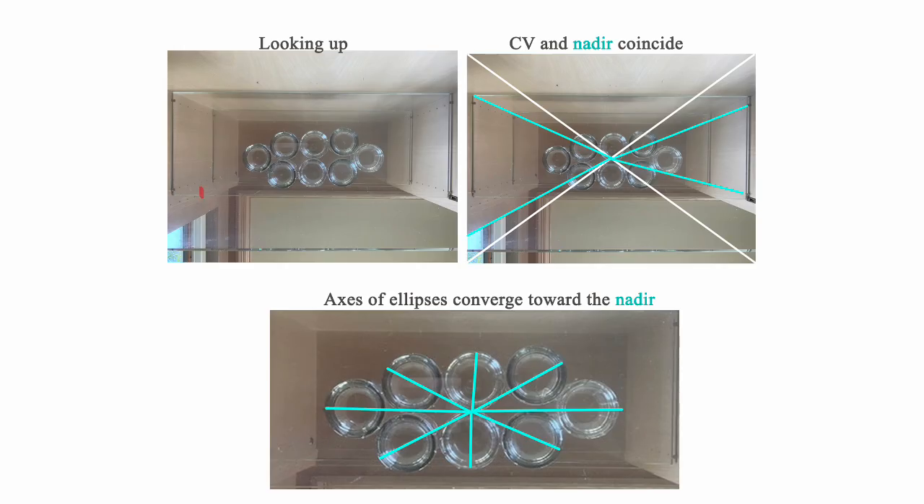This is a view looking directly up at glasses on a glass shelf. So these are the bottoms of the glasses. I was able to get the center of vision and the nadir to coincide. The center of vision is where the diagonals cross in an uncropped photo. The nadir is where the perspective lines for the pictures meet. So it's the vanishing point for the pictures. You can see that the axes of the ellipses converge toward the nadir.